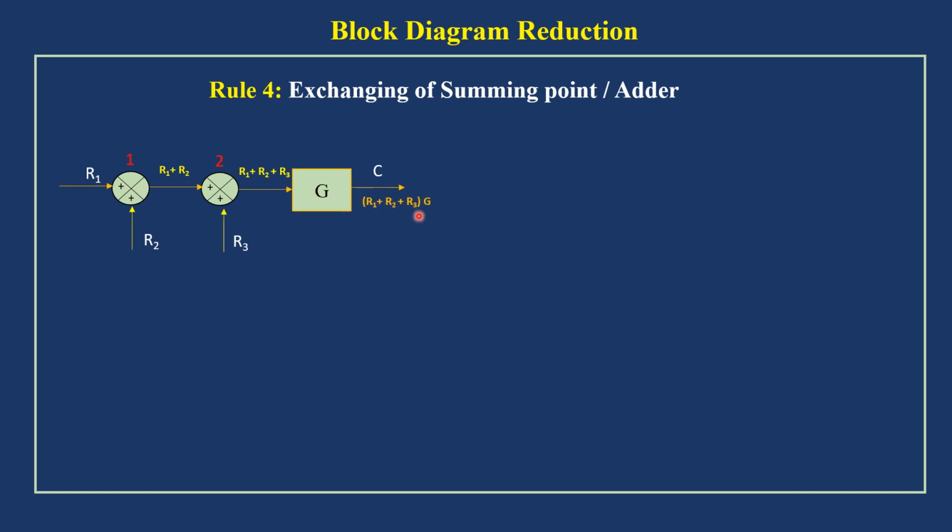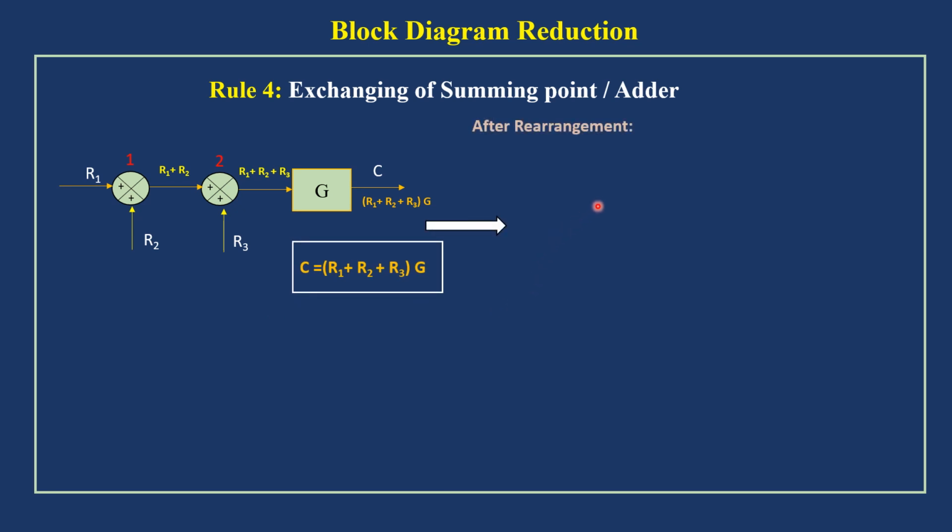So the main output will be equal to (R1 plus R2 plus R3) into G. That will be the main output. Now we can exchange the summing points such that the output is not changed. Let me exchange the summing point 2 in the place of 1 and summing point 1 in the place of 2.